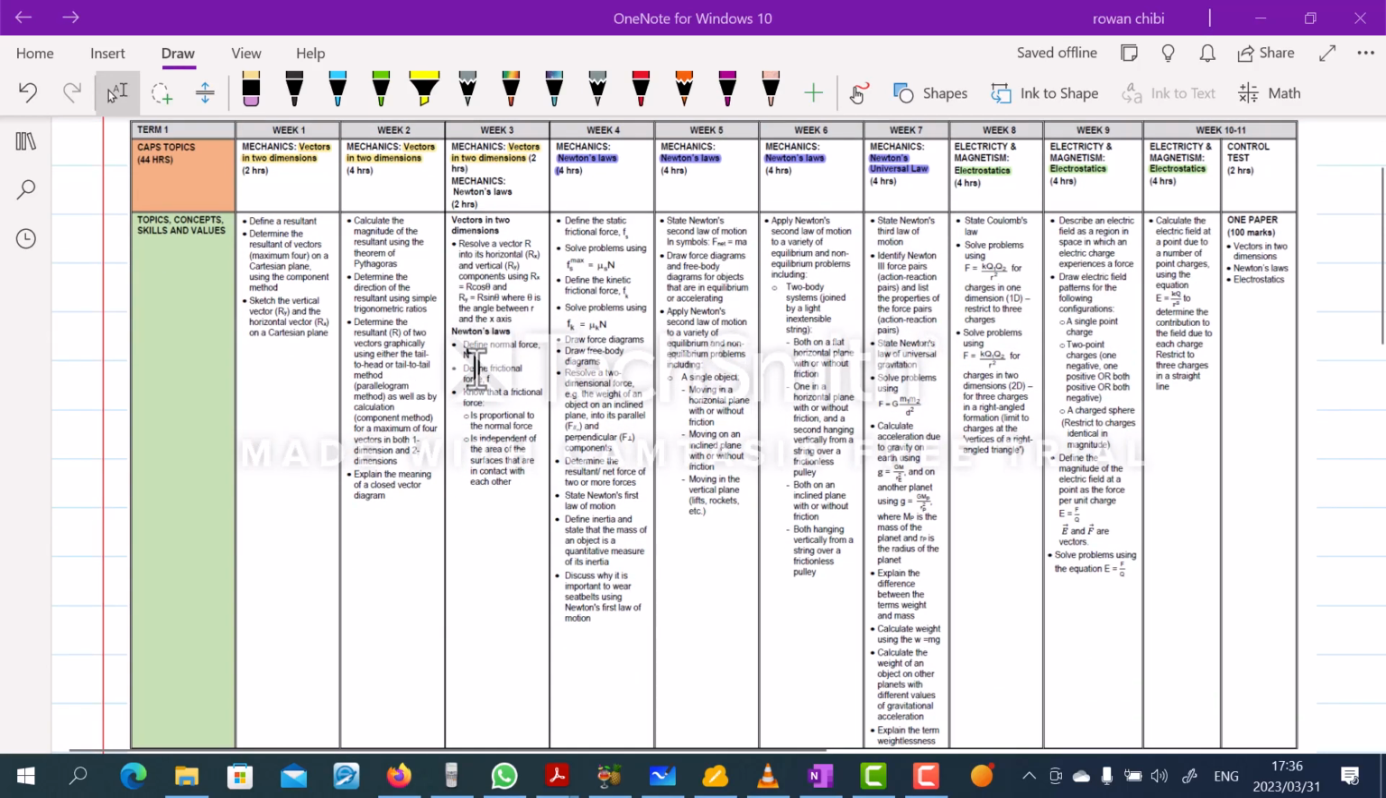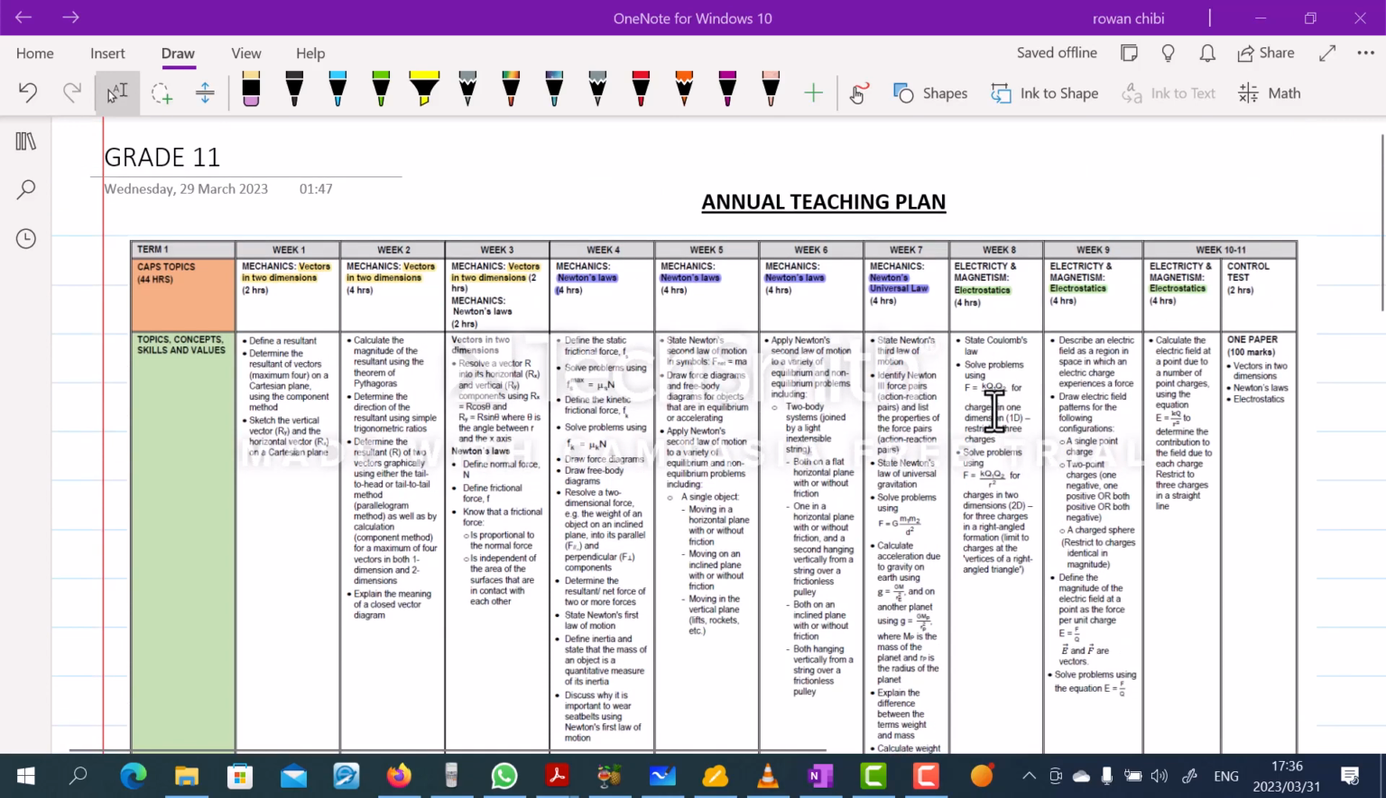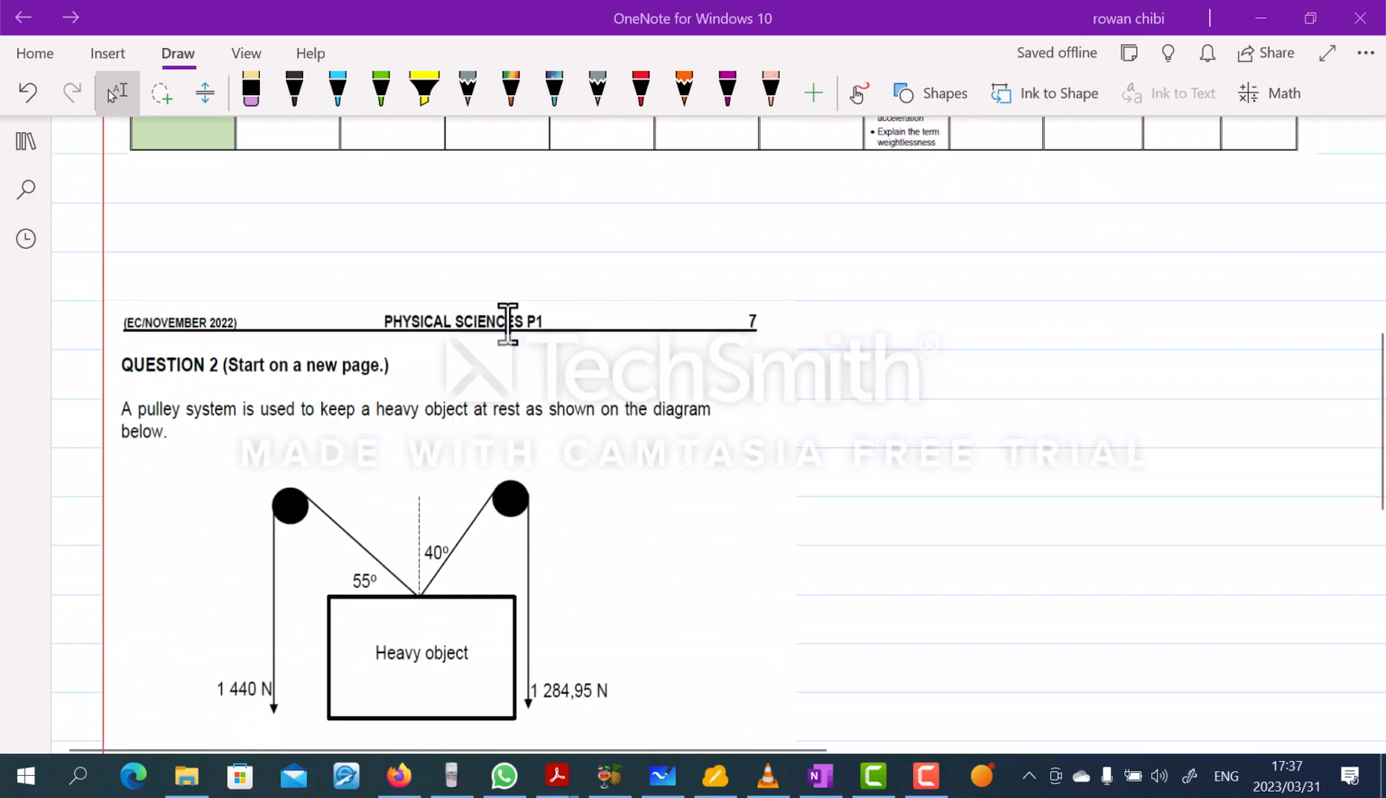So all the information in front of you, I did send you on WhatsApp. This is your ATP, annual teaching plan for term 1. And then when I'm done with the videos for term 1, I will send you videos for term 2 topics. So let's quickly now go straight to our first topic, which is vectors.